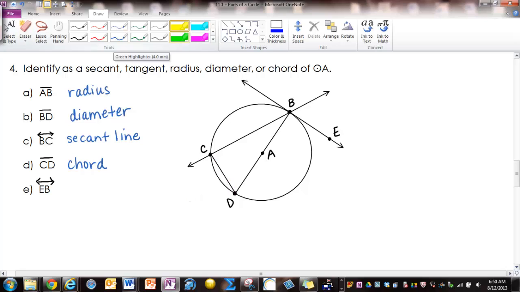And E says line EB. Okay, line EB is the line that is outside the circle that barely just touches the outside of circle A at point B. Whenever we have something like this, we call it a tangent line.